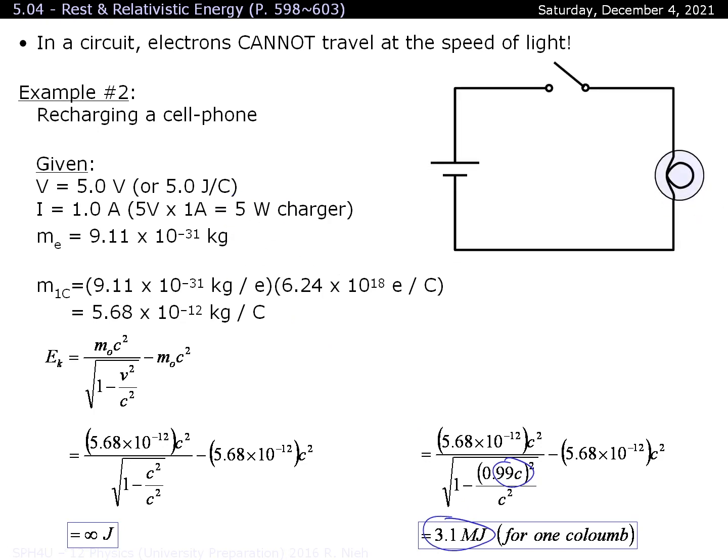In reality, electrons travel really slowly. Now this animation is running way too fast. It should travel closer to the speed of, yeah, like that. Only a few millimeters per second, especially when you're only delivering 1 amp of current.